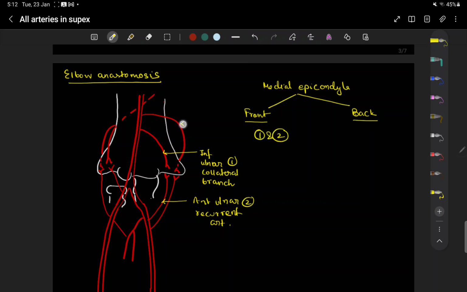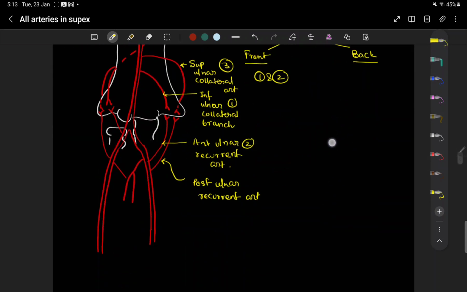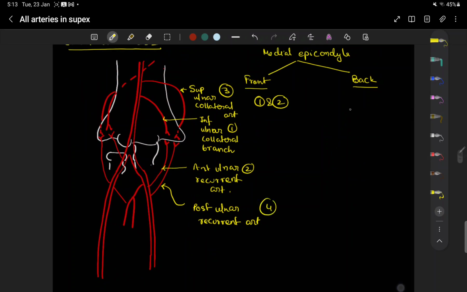In the back क्या होगा? We have superior ulnar collateral artery. Of course, it will end up anastomosing with the posterior ulnar recurrent artery. And fourth. End up anastomosing in the back side of the medial epicondyle.